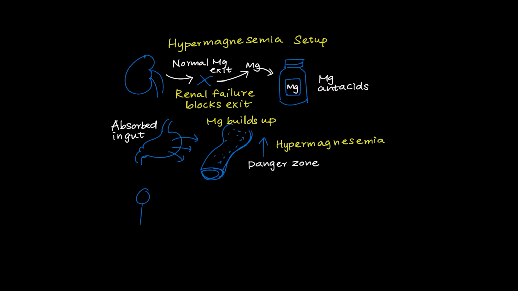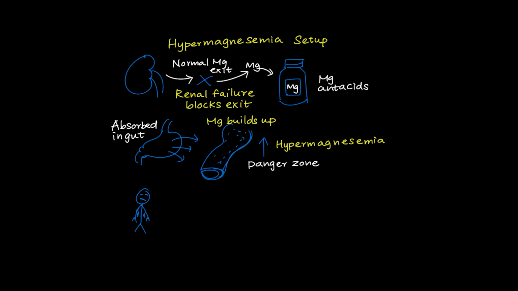Muscle weakness, because neuromuscular transmission slows down. Diminished reflexes, because spinal reflex arcs lose their signal strength. Hypotension, because smooth muscle and vessels relax and pressure drops.